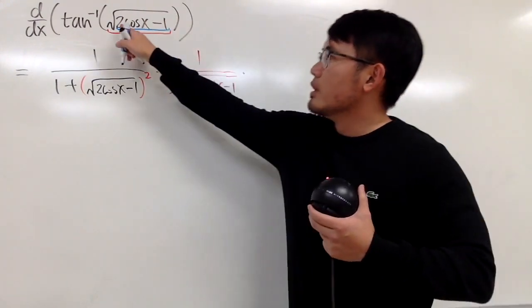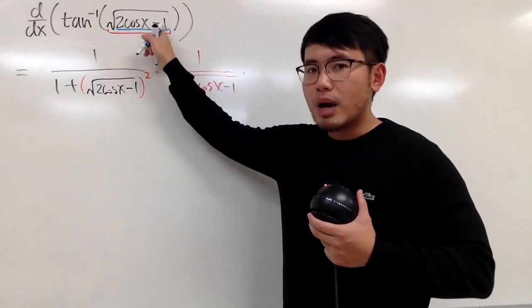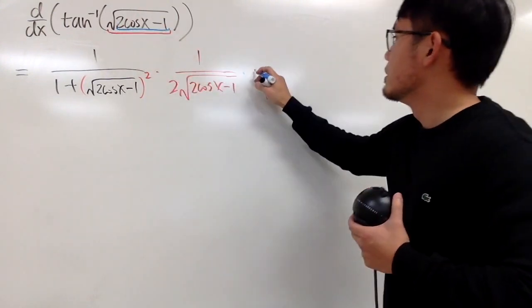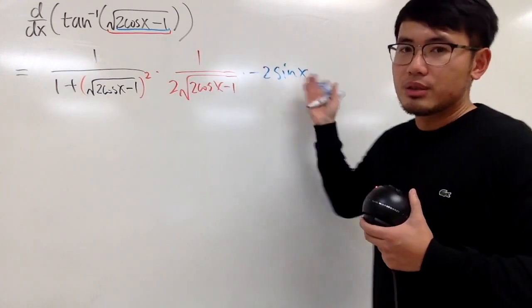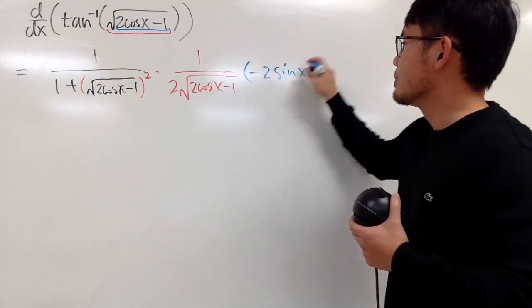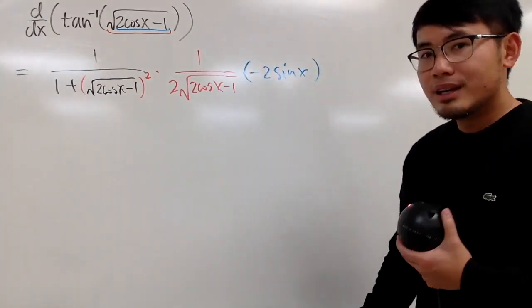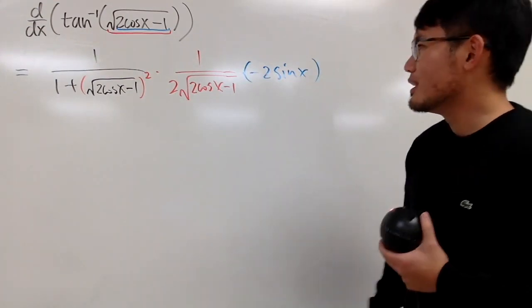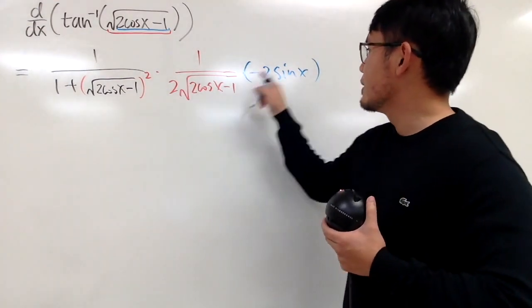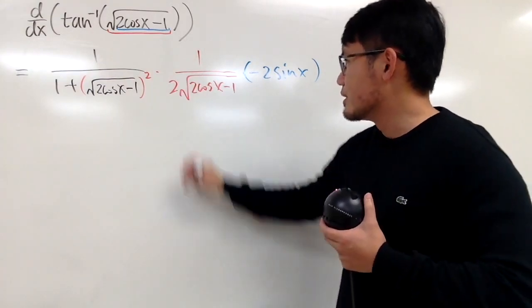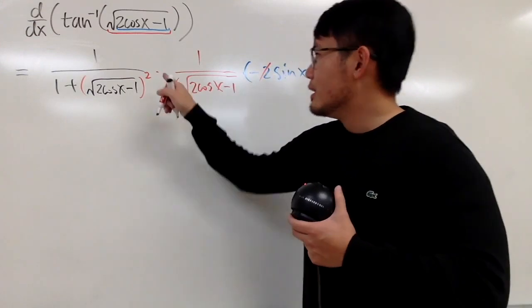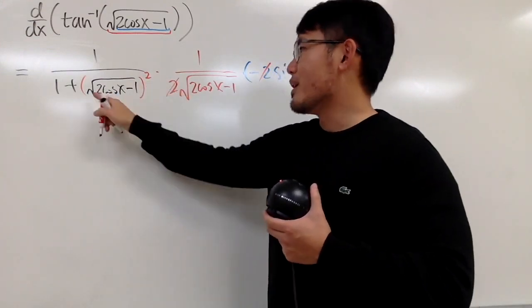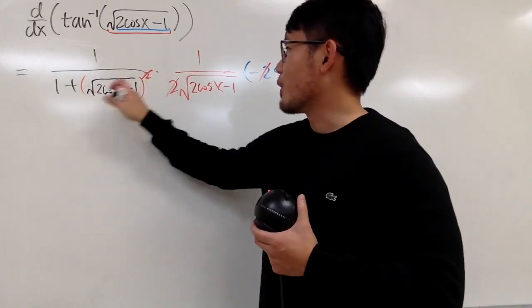So when we differentiate 2 cosine x minus 1, we get negative 2 sine x. And then the derivative of minus 1 is just 0. So this is what we have, and this is the multiplication, put in parentheses. So that's pretty much it. And now notice, of course, we see this 2 and that 2 cancel, so we can just cancel this out nicely. And also, the square and the square root cancel each other, so we can cross them out.